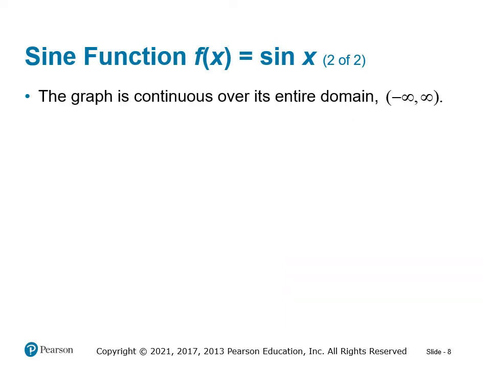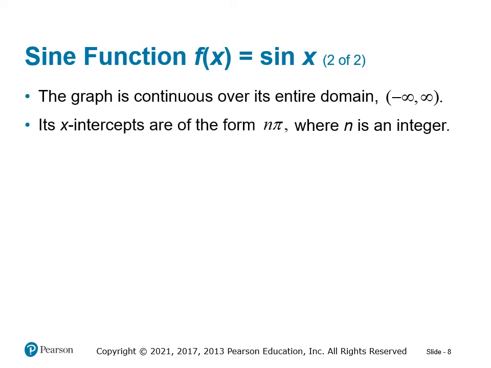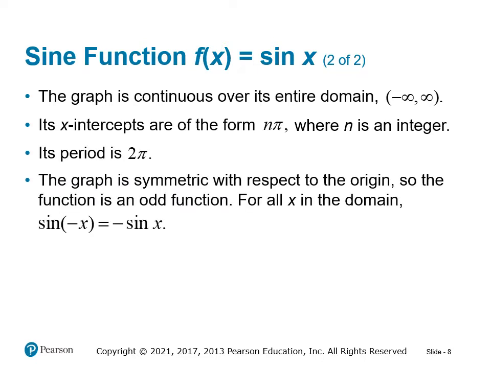So for the sine function, it's continuous over all values of x. There are no places where it's undefined. Its x-intercepts are of the form n pi. This means where n is an integer, when you're graphing the sine function at pi or 2 pi or 3 pi or 4 pi, these are x-intercepts, where the y value equals 0. This is where it will cross the x-axis. Its period is 2 pi, we know that.